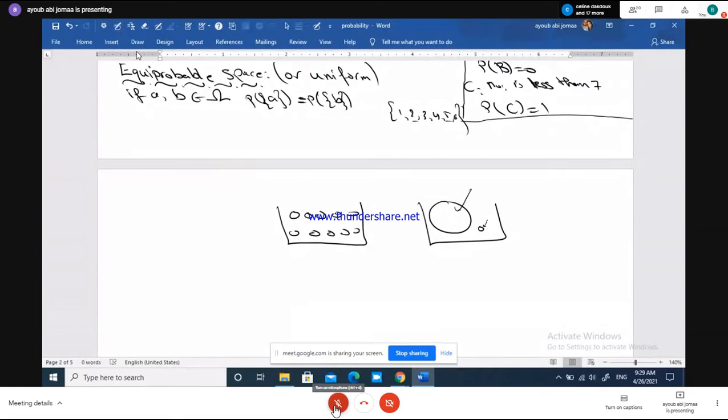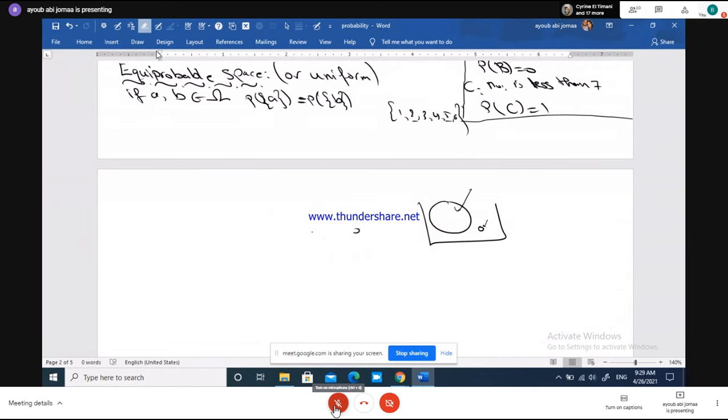So an equiprobable space means all the outcomes have the same chance. There is equality, not one having more chance than another. No, the same. Okay?